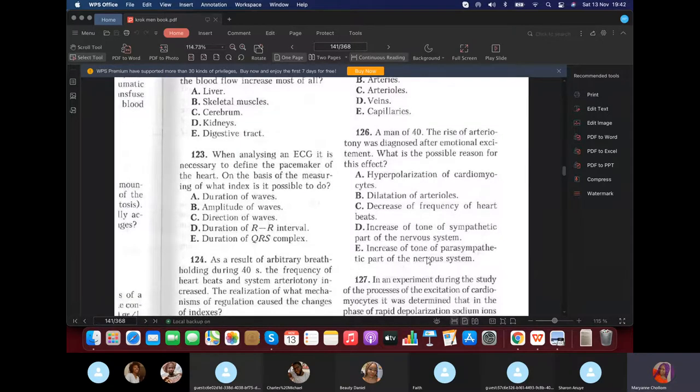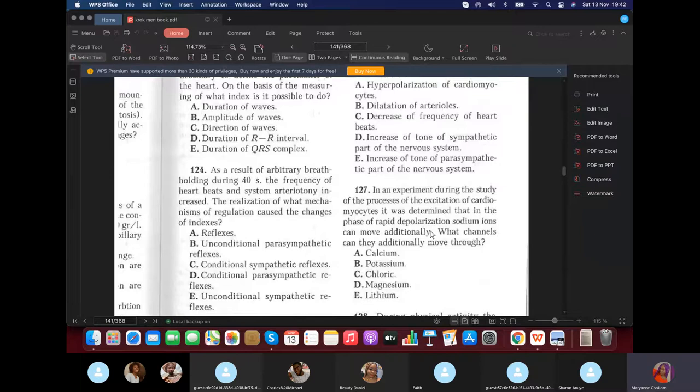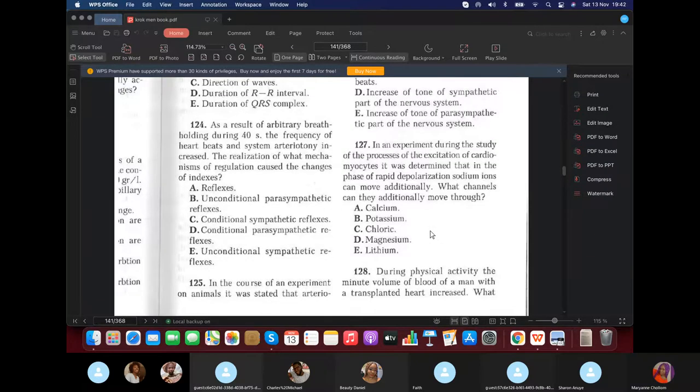Increased tone of parasympathetic. If there's an increase in the parasympathetic, there'll be vasodilation. It will not increase the pressure in the arteries. Increased tone of the sympathetic nervous system, yes, because it will cause vasoconstriction. And vasoconstriction will increase the what? Diastolic blood pressure, or the tone, or the pressure in the vessels or in the arteries. Yes, if you don't understand, call me back. But I feel like you guys understand it, because I feel like I explained it well.